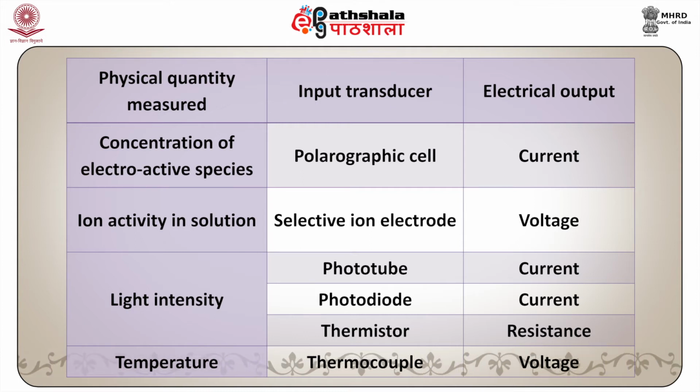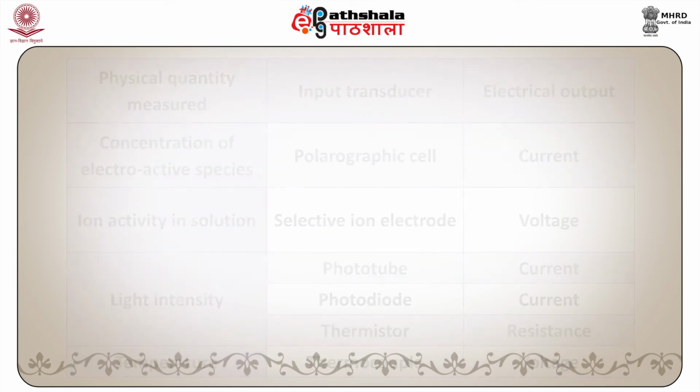Next, physical quantity measured is light intensity. Input transducer, if it is phototube, then the electrical output would be current. If it is photodiode, the electrical output would be current, and if it is thermistor, the electrical output would be resistance. And next, physical quantity measured is temperature. The input transducer will be thermocouple, and electrical output would be voltage.